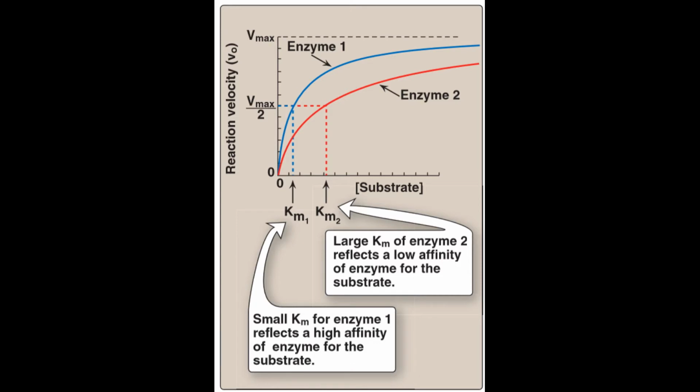This is the graph. You can see that Km is half of Vmax, and enzyme 1 has a smaller Km than enzyme 2, and Km shows the affinity of the enzyme for the substrate. So the smaller the Km, the higher the affinity of the enzyme for the substrate.